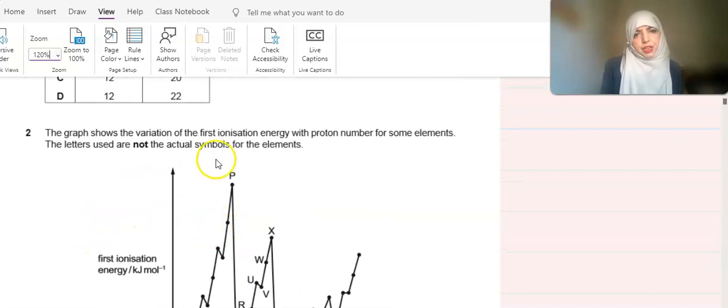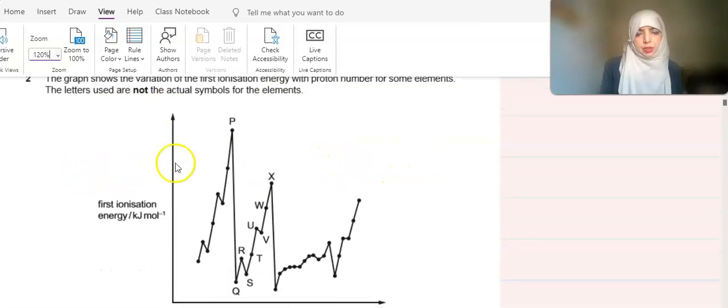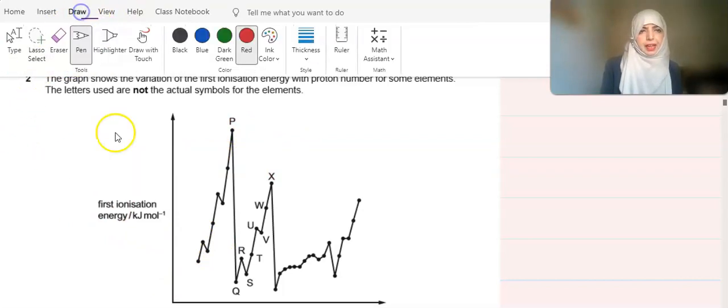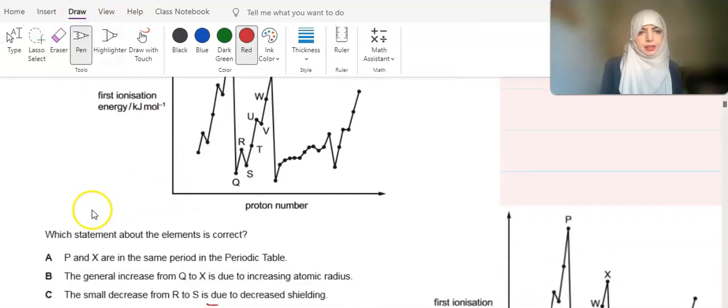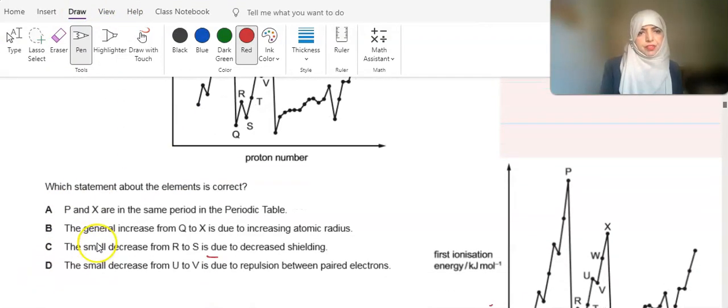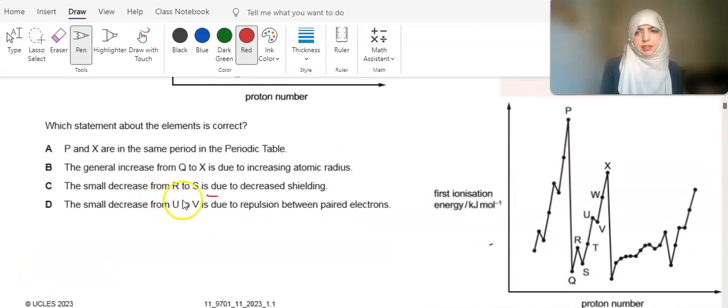The graph shows the variation of the first ionization energy with proton number for some elements. The letters used are not the actual symbols for the elements. So here you are provided with first ionization energy, and these are the statements. Which statement about the elements is correct? I have pasted it here. So, P and X are in the same period.